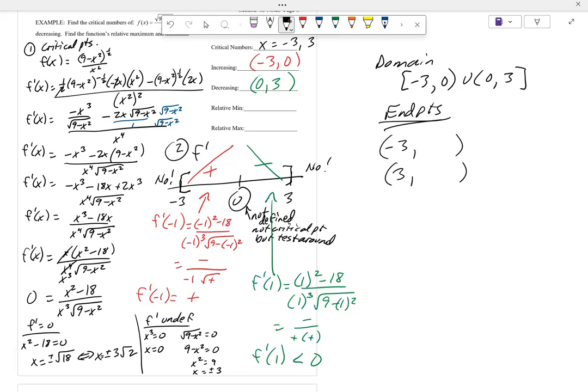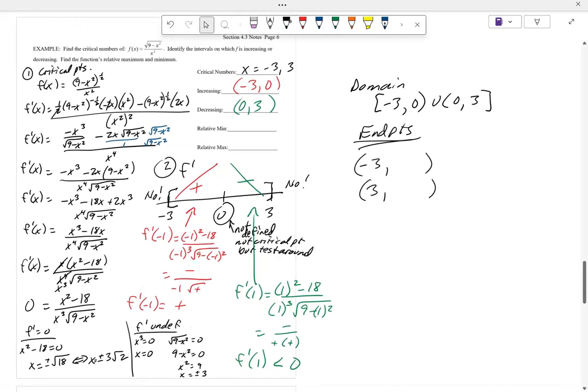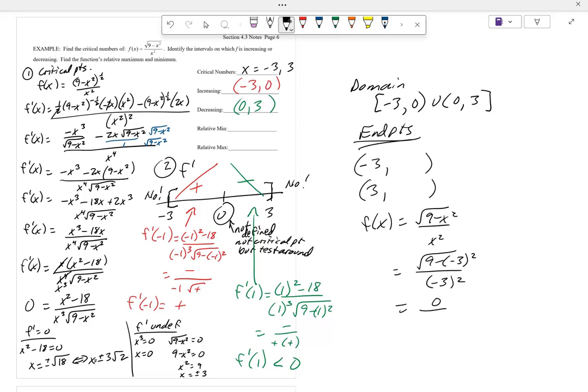If I plug those into my original function, which was f of x equals the square root of 9 minus x squared over x squared. So if I throw in -3, I get the square root of 0 over 9, so I get 0. And then at 3, I get 0, right? So the function hits (-3, 0), and it hits (3, 0).